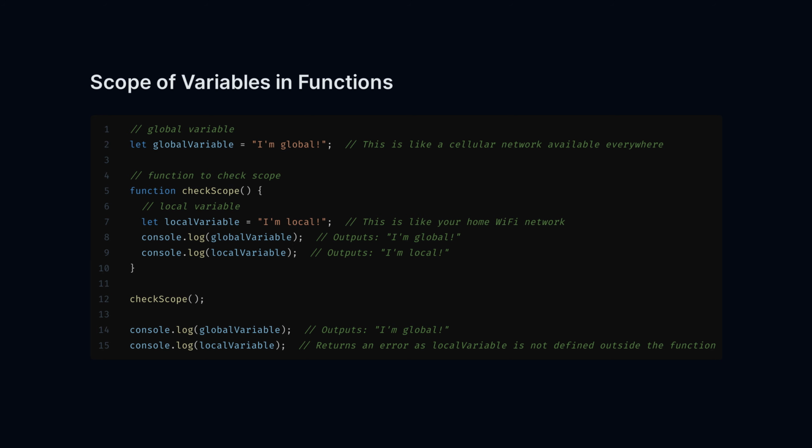When we try to print the local variable outside of its function, it will throw an error, as you can see in the last line on the slide. So remember, you can't reach for what's not within your scope.